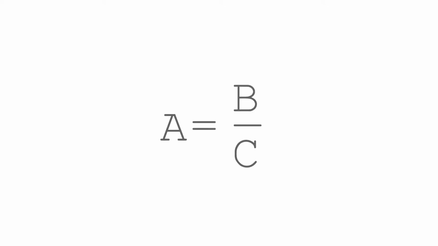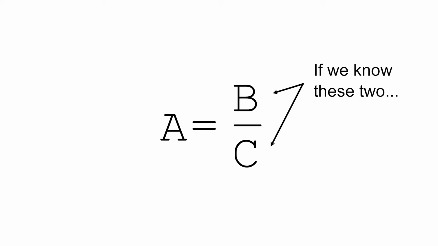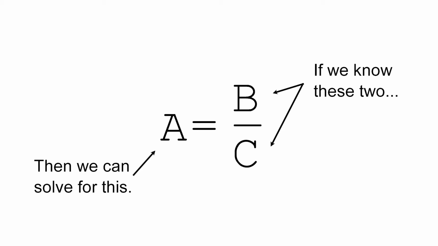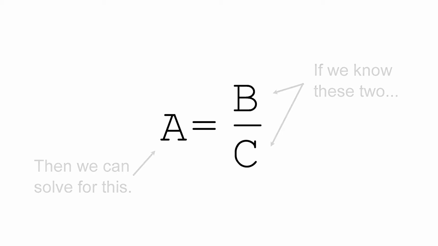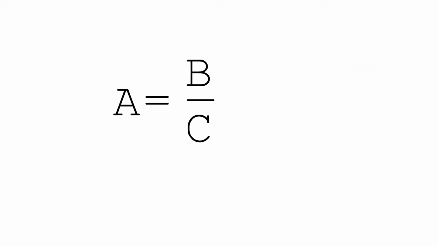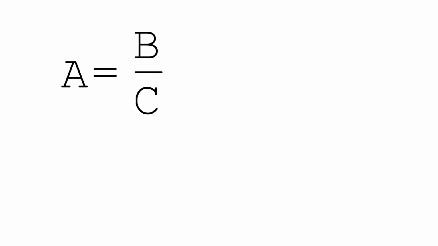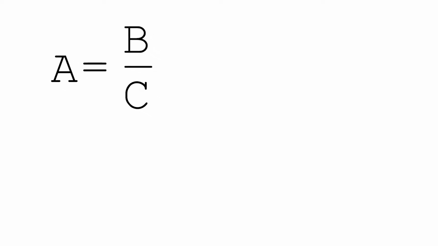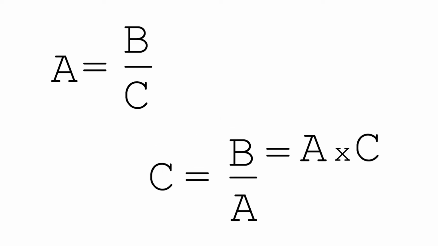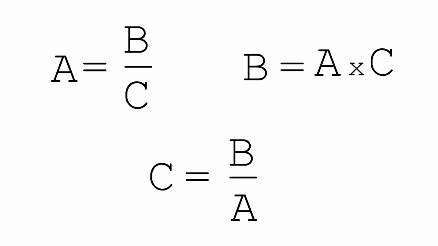Okay, let's get to it. From our high school algebra, we know that in a 3-variable formula, all we need to know to solve the equation are 2 of the variables. We also remember that any algebraic polynomial can be rearranged to solve for a different missing variable. A equals B divided by C becomes C equals B divided by A, which becomes B equals A times C.